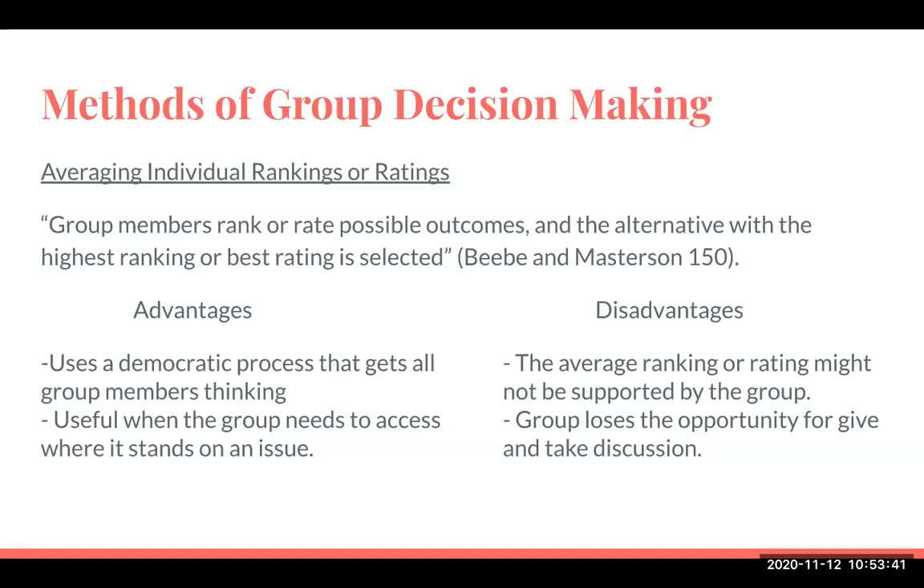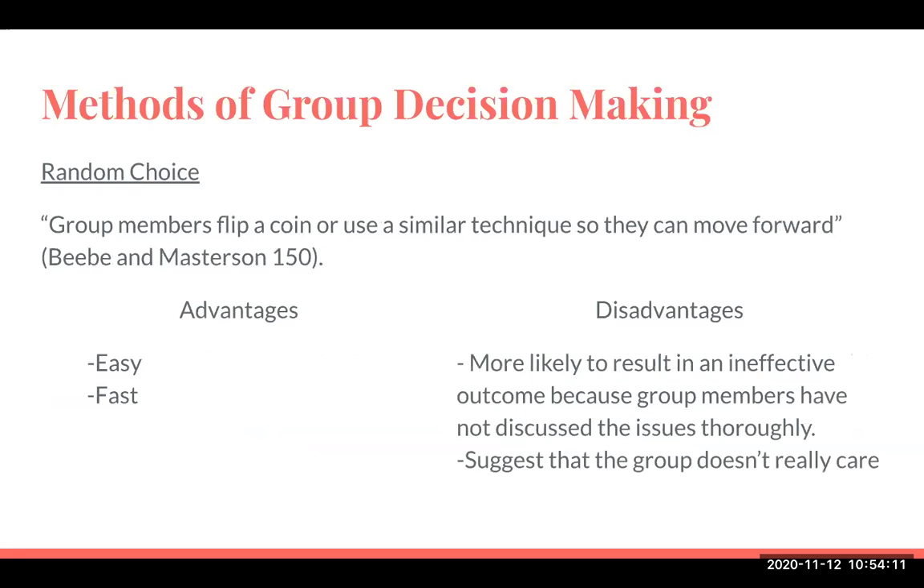But again, can have disadvantages. So with this type of decision making, the average ranking or rating might not be supported by the group, or the group loses an opportunity to give and take discussion. And oftentimes we'll find in group decision making that through discussion, negotiation, and conversation, where you stand at the beginning and at the end of that conversation may be different. So by ranking at the beginning, you're losing that negotiation through the discussion.